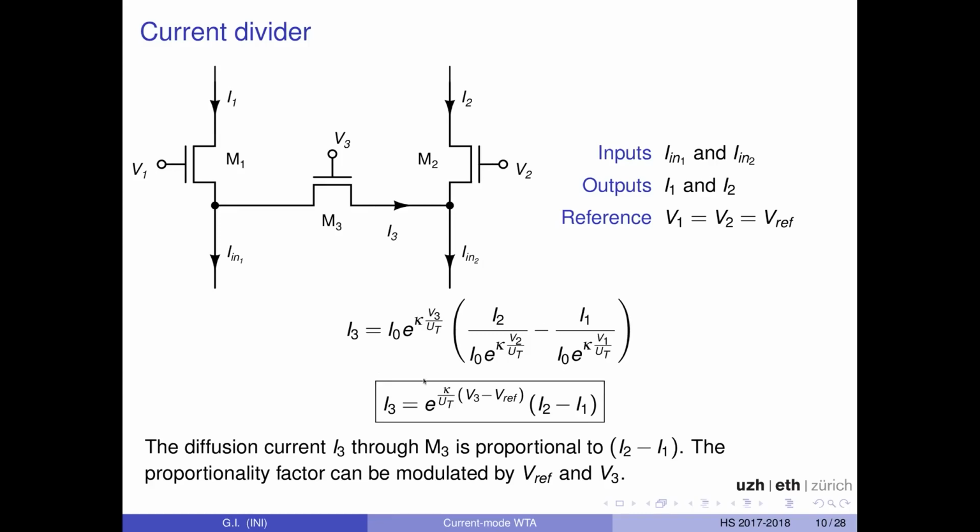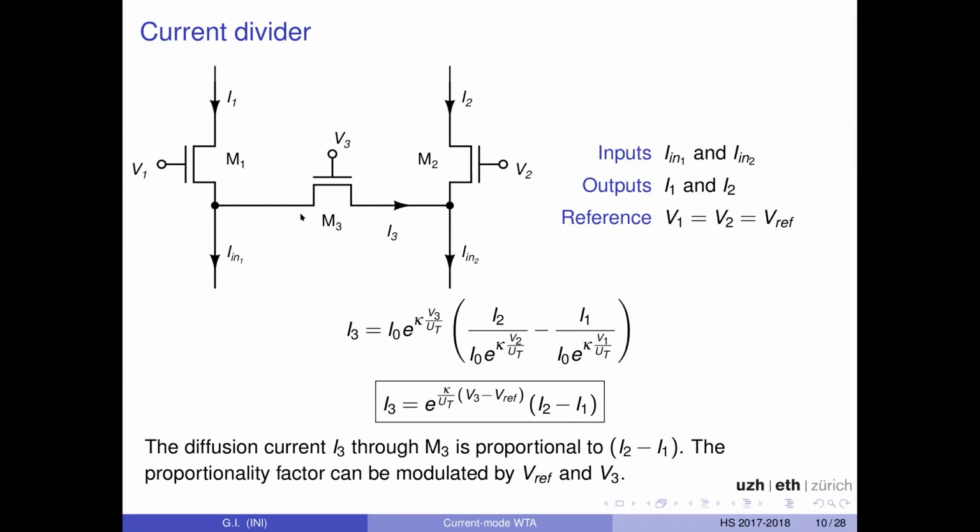So if you write all of this together and you collect all of the terms, you can then see that the current flowing through I3 depends on V3 minus V2 or V3 minus V1. And if V1 and V2 are the same and we just call them Vref, it's V3 minus Vref times the difference of the two currents. And this exponential is constant, right? V3 is constant and Vref is constant. So this is called the diffusion factor, or the space constant.